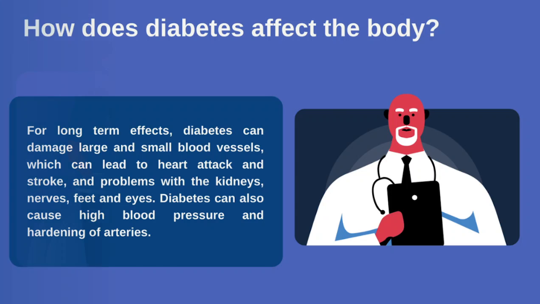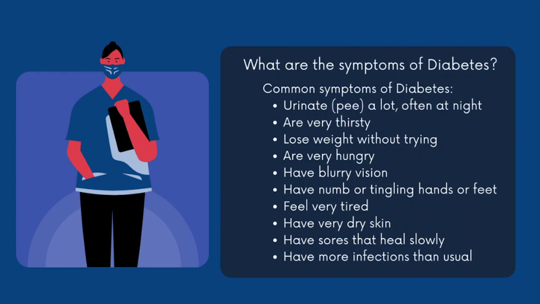Next, we'll discuss the symptoms of diabetes. Common symptoms include urinating or peeing a lot, often at night. Usually they are very thirsty and they lose weight without trying. Some are very hungry and have blurry vision. They also feel numb or tingling in the hands or feet, feel very tired, have very dry skin, have sores or wounds that heal slowly, and have more infections than usual. Symptoms of type 1 diabetes can include nausea, vomiting, or stomach pains.